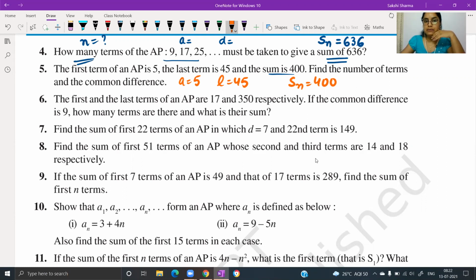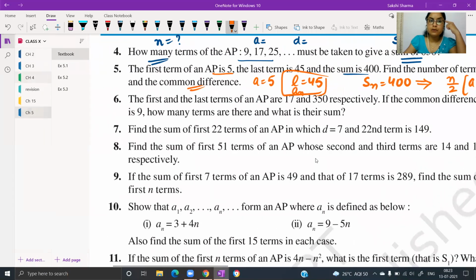This is what we are given. The first term as 5, which is A. The last term as 45. Either you can represent it with L or you can represent it with An, assuming that there are n terms. And then the sum of the terms is given to be 400. You can replace the Sn by the formula n by 2 into a plus l equals 400. A और L की values use करके आपको n मिल जाएगा. Once you have n, you can find out the common difference by using the value of the last term again.